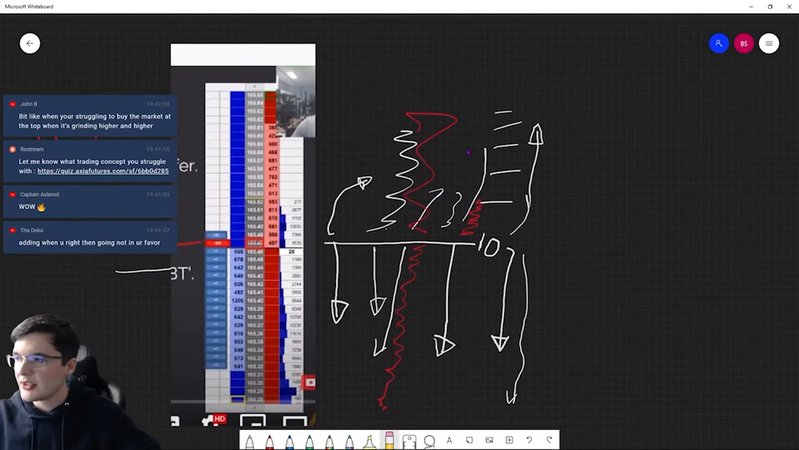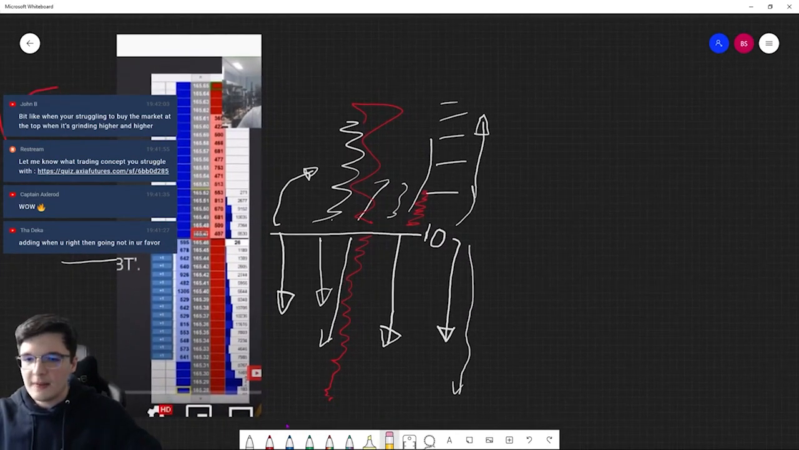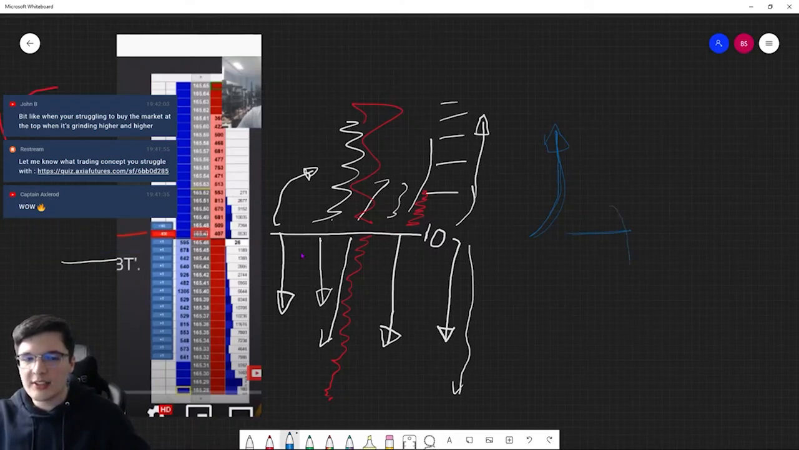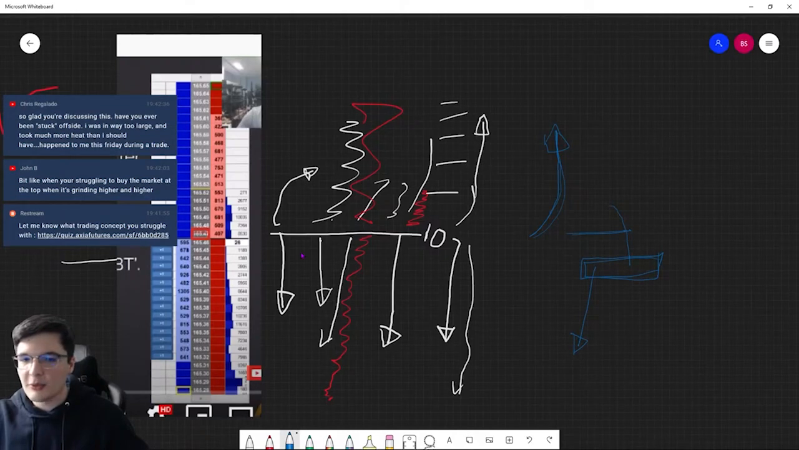They have this ridiculously good ability that if they're offside, they're either not in the trade, or in literally tiny size. And then when the market starts tilting in their favor, they scale in, and then they go bang and absolutely unleash. They pull out all the stops, go for the jugular, and take as much juice out of that trade as they can.